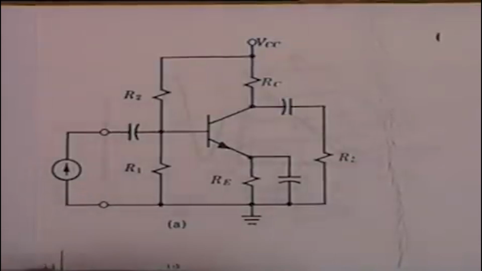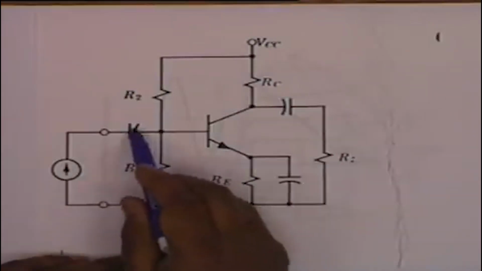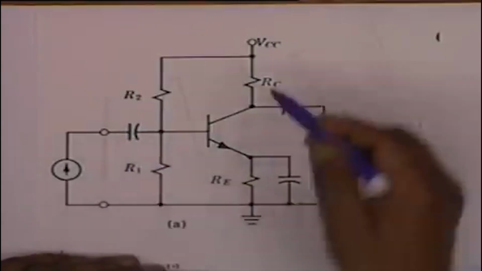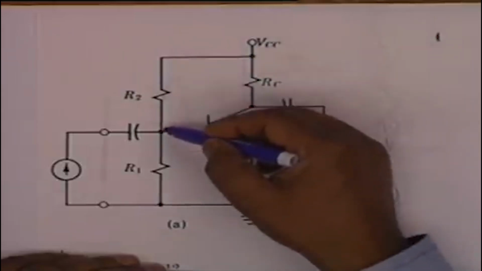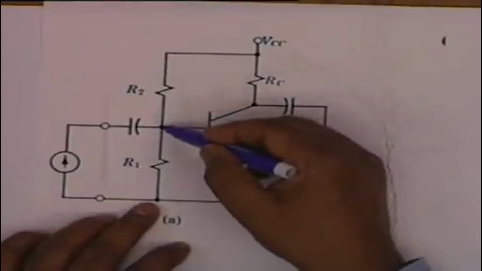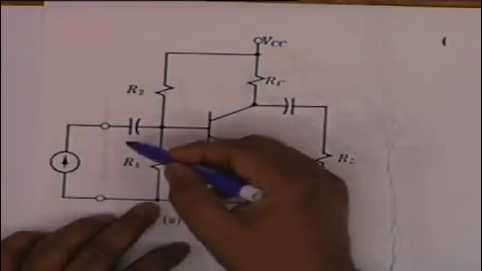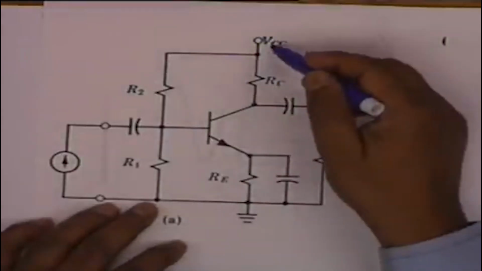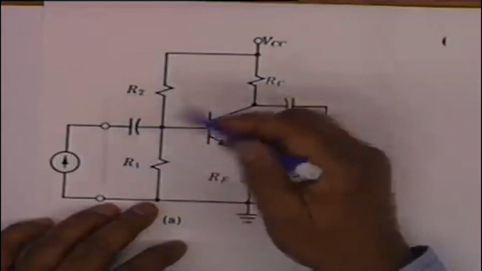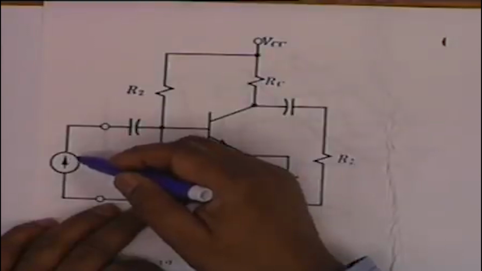But first thing first, let's look at these capacitors. Why are the capacitors used? Okay, the first thing is this capacitor, if it is not there, then VCC, this source shall see R2, R1 in parallel with the transistor and also with the source if this capacitor was not there, and therefore unnecessarily some amount of power shall be wasted. We don't want the DC power to go into the AC source.